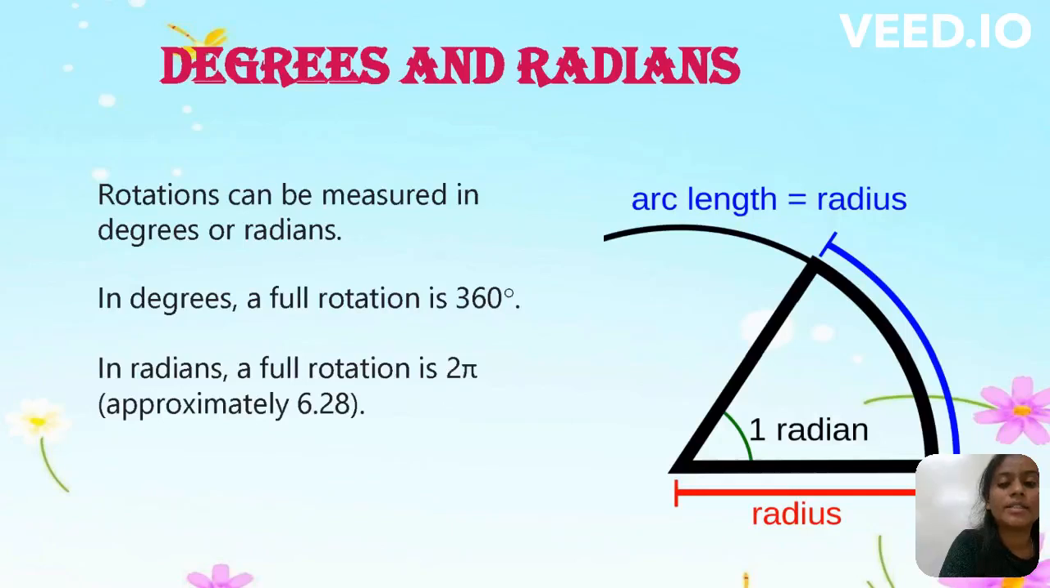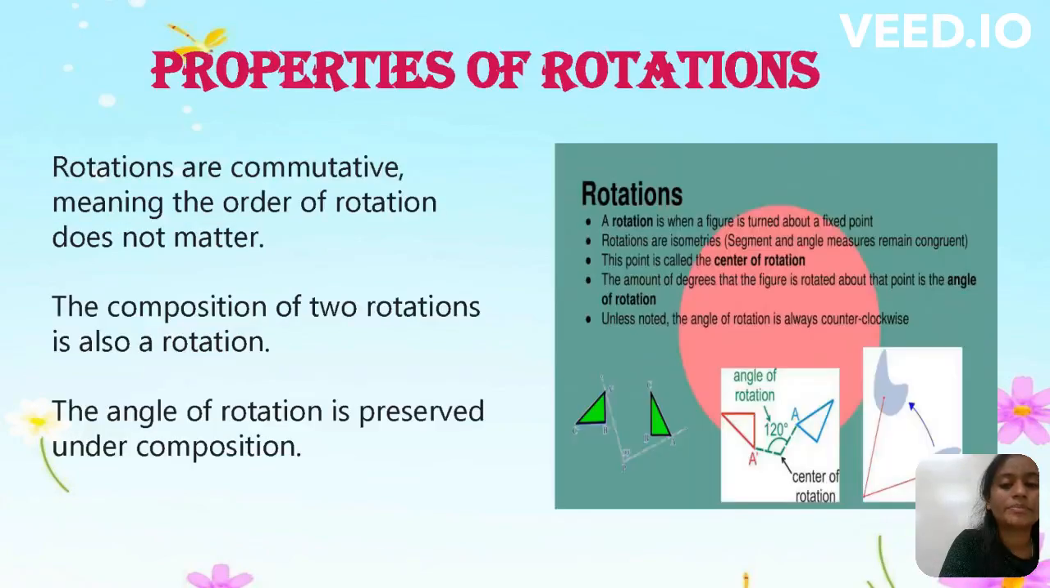Degrees and radians. Rotation can be measured in degrees or in radians. In degrees, a full rotation is 360 degrees. In radians, a full rotation is 2 pi, approximately 6.28.